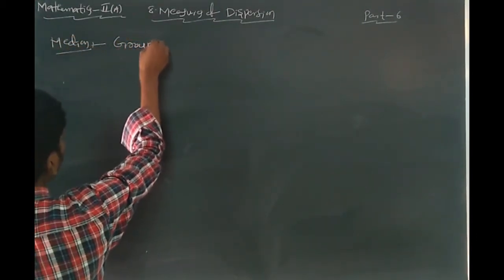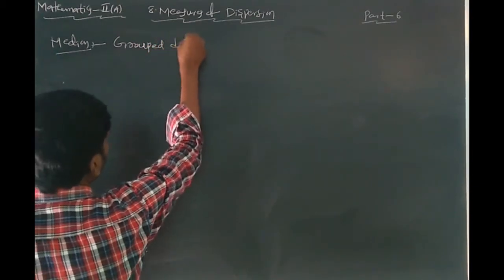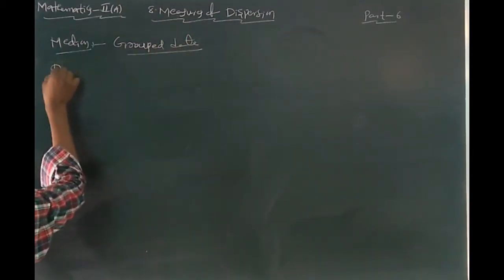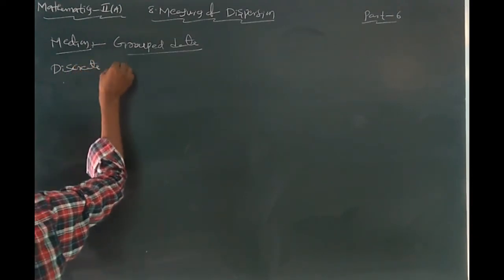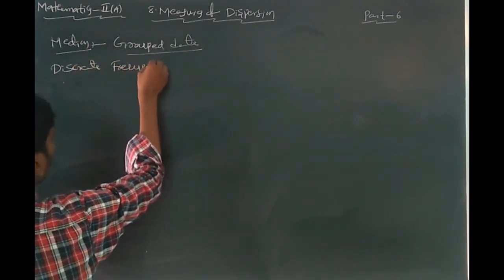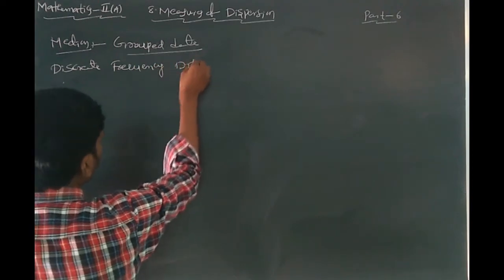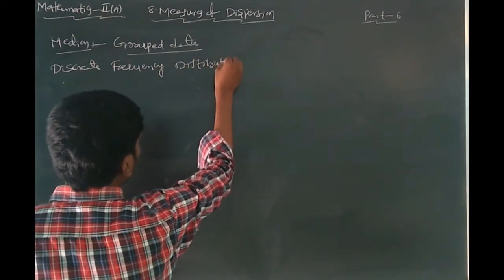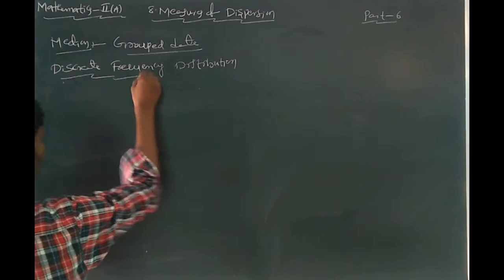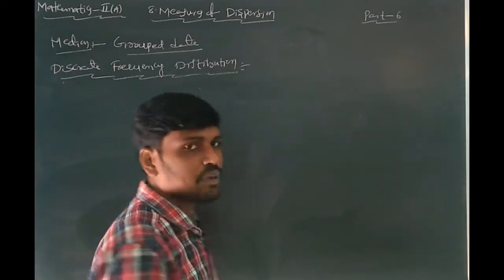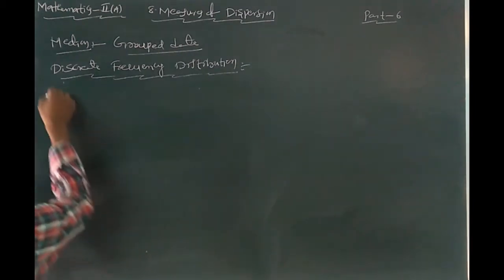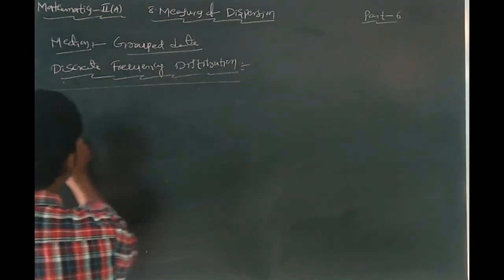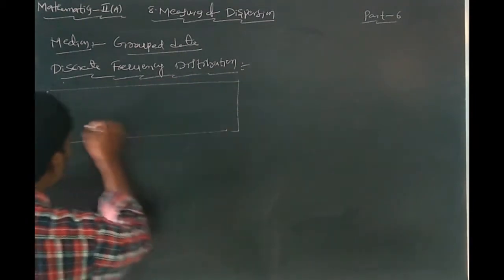In this grouped data, how many types are there? Two types. One is a discrete frequency distribution. In this discrete frequency distribution, which form is there? Table form is there.